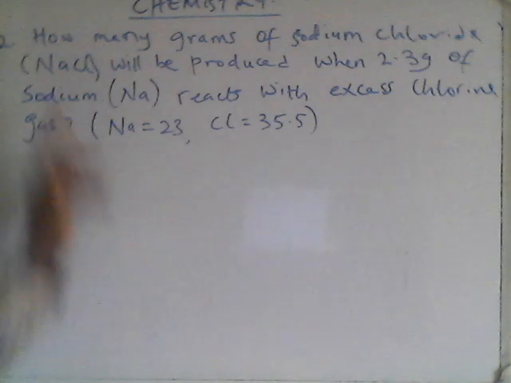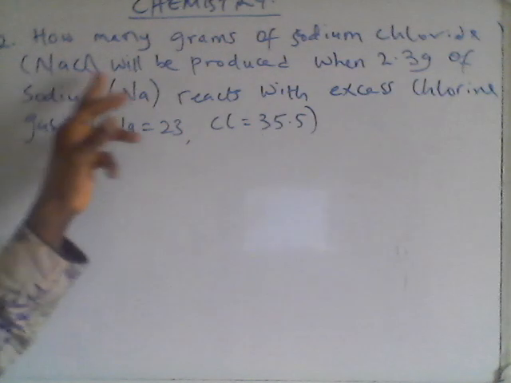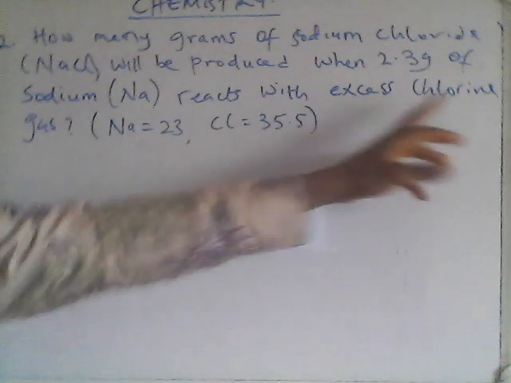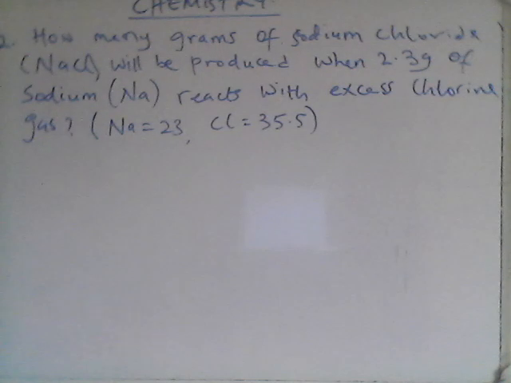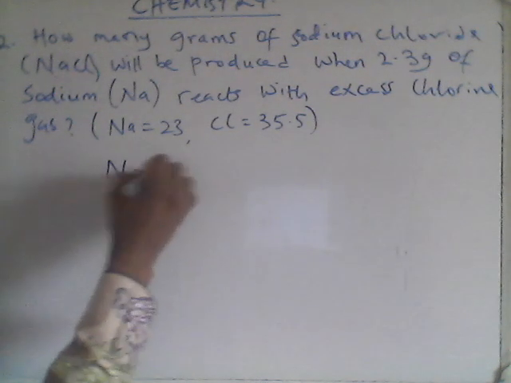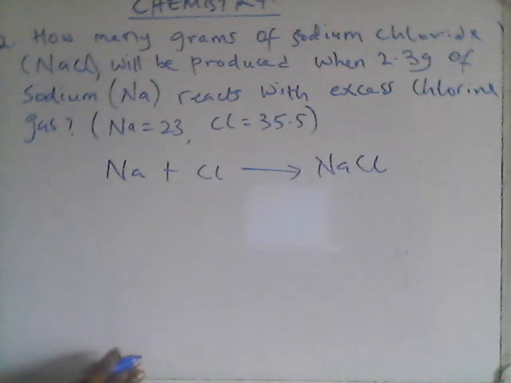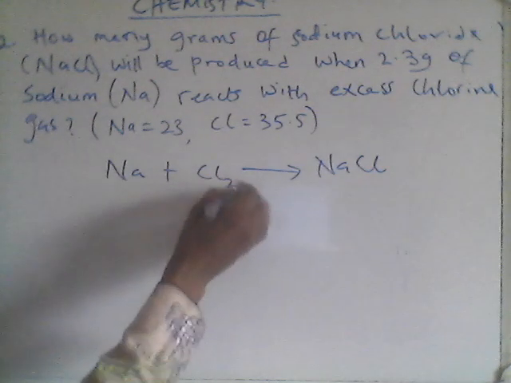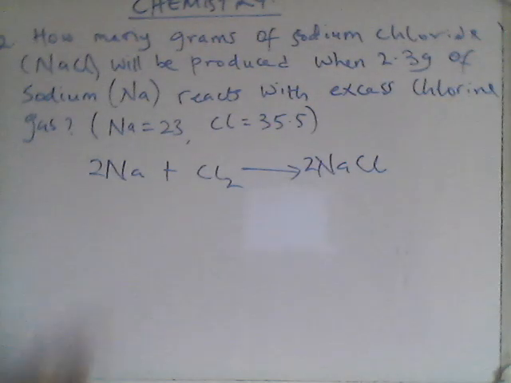Okay, so we have number 2 on the board. It says: how many grams of sodium chloride, NaCl, do we produce when 2.3 grams of sodium reacts with excess chlorine gas? Okay, so these are the molar masses of the elements. The first thing we do is to write out the equation of this reaction. Sodium reacts with chlorine to give us sodium chloride, right? To balance it out, we all know that chlorine has 2 atoms here, so I'll put 2 here so that I can have 2 outside. So this is the formula.